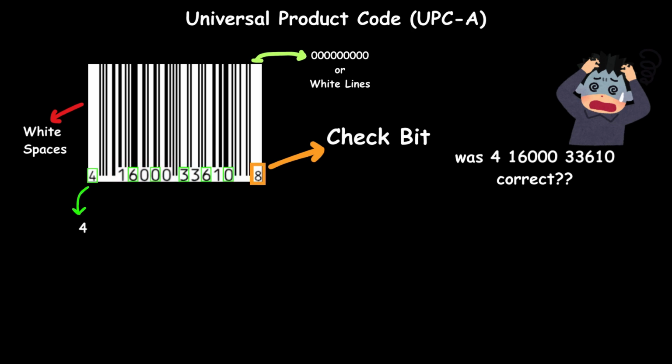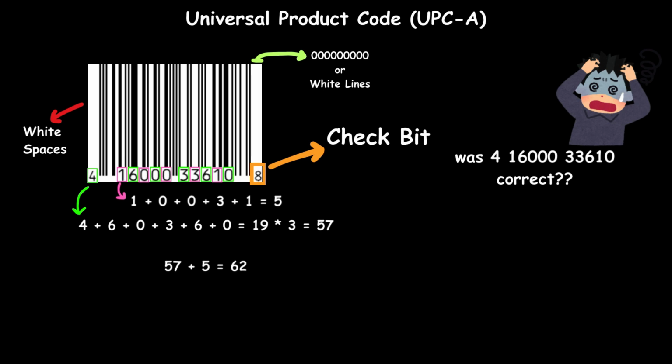It adds the digits in odd-numbered positions and multiplies them by 3. Then it adds that to the sum of all even-position numbers. And finally it finds the smallest number which can be added to form a multiple of 10. The result we get is the final check number.